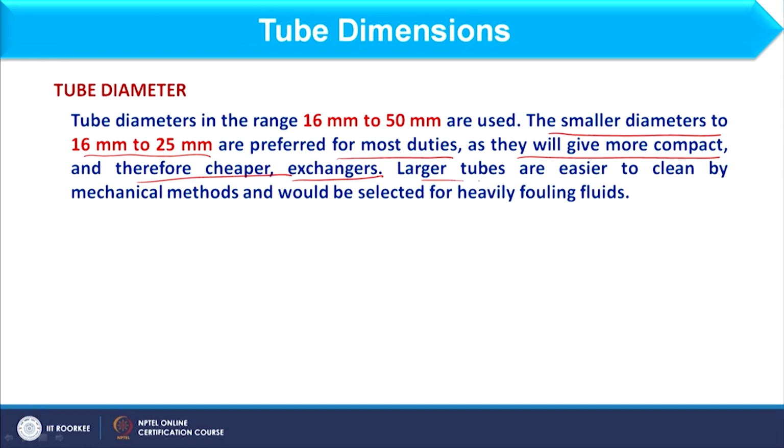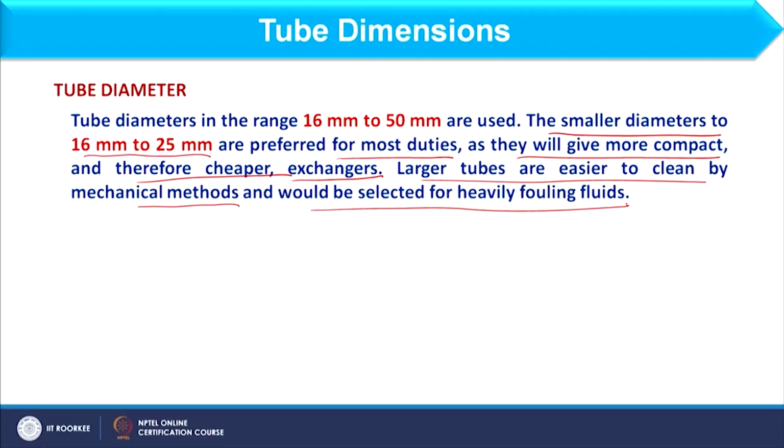So, larger tubes are easier to clean by mechanical methods and would be selected for heavily fouling liquids. So, the main point here is that the optimum range of tube diameter is from 16 mm to 25 mm. However, you can choose any dimension from 16 to 50. If I am saying any dimension, what is the meaning of this? Any dimension which is available in a standard, not any random number. You cannot choose 17 mm if that is not available in the standard, fine.